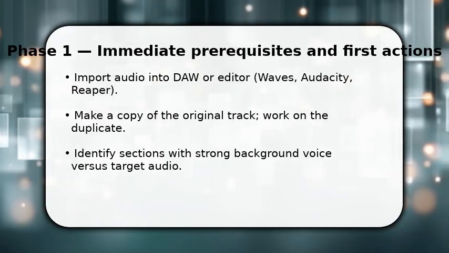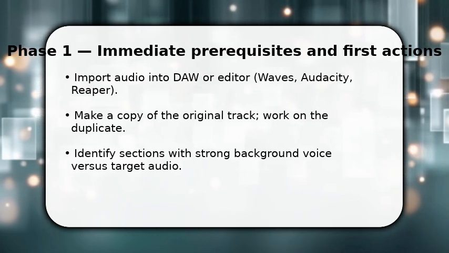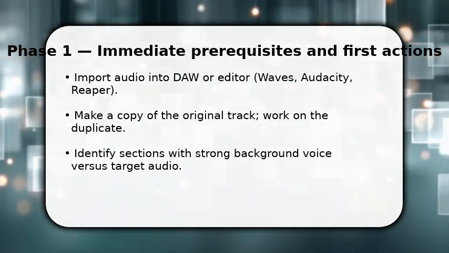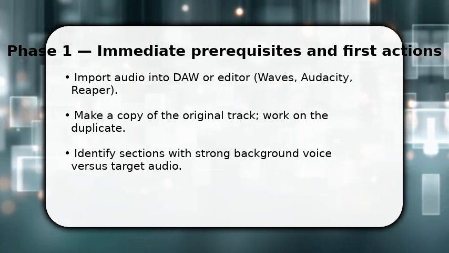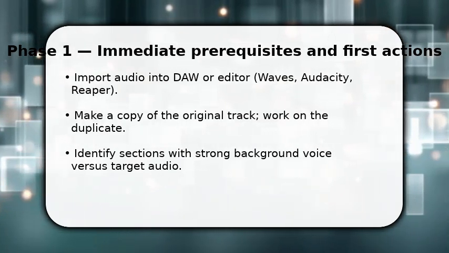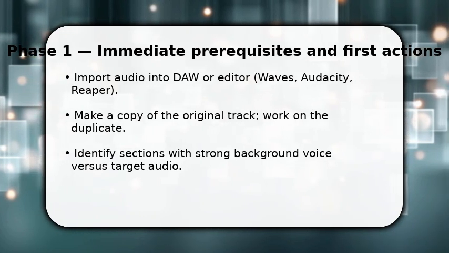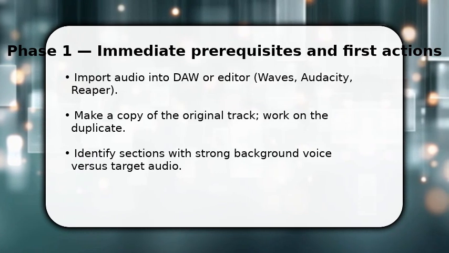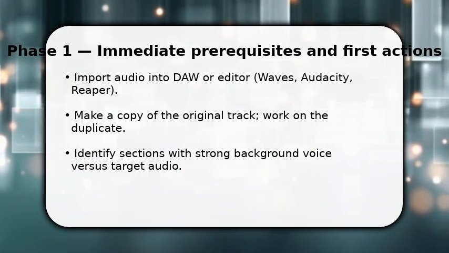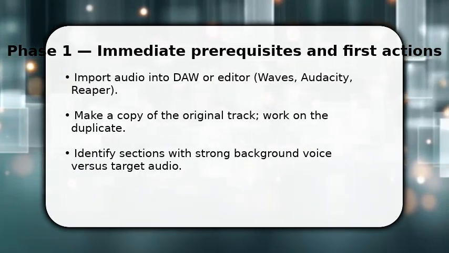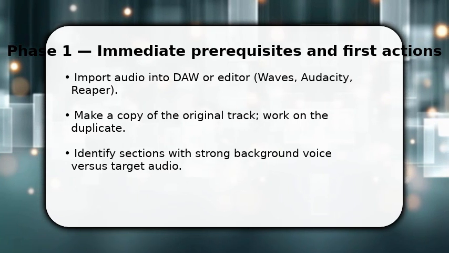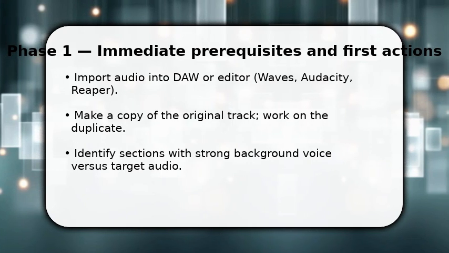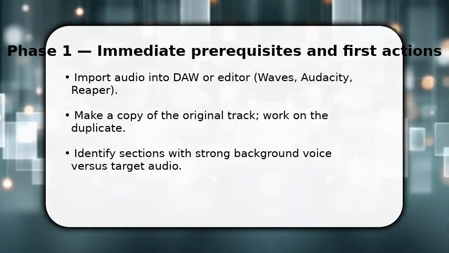You start by importing the file into your DAW or editor, and you immediately make a duplicate. This preserves the original. Next, scan visually and by listening to locate segments where the background voice is strongest versus the main audio. Once done, add markers at those points and solo channels if available. Also, set project sample rate to match the original file. Mismatched rates create artifacts. Finally, save incremental versions so you can revert if a processing chain fails.